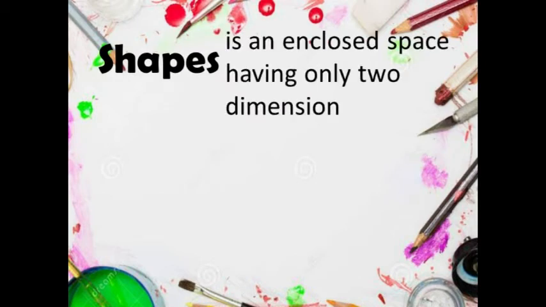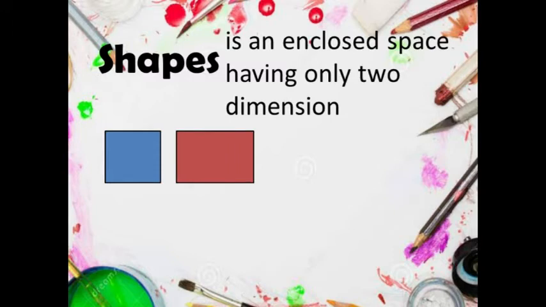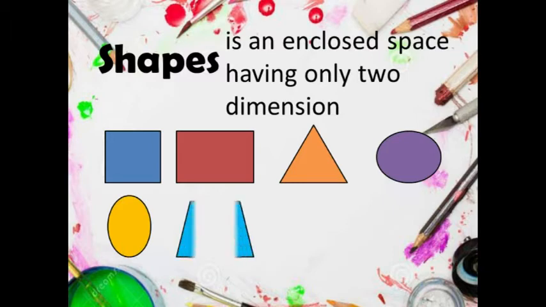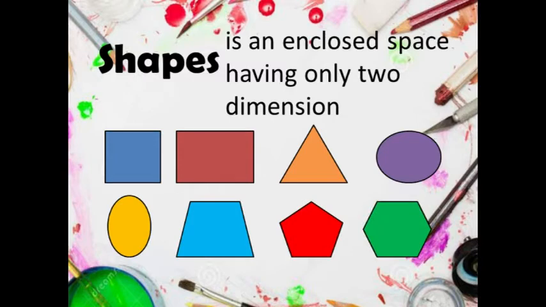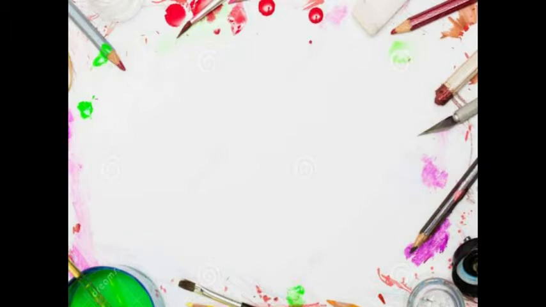Shape is an enclosed space having only two dimensions. Examples of shapes are the square, rectangle, triangle, circle, oval, trapezoid, pentagon, and hexagon. So those are some of the examples of shape, and there's a lot of shapes that we can see in our surrounding or in our place. So next is the colors.